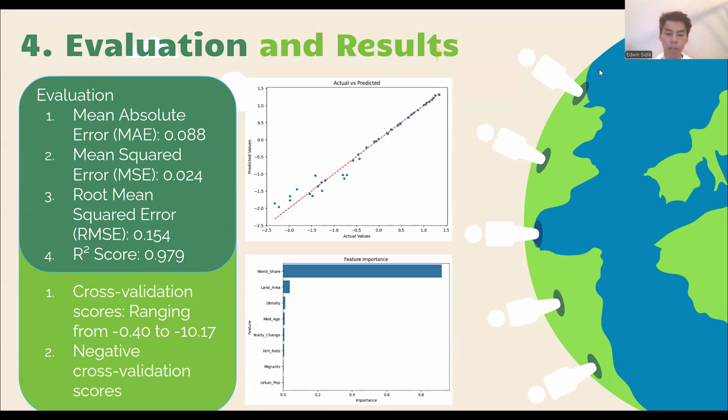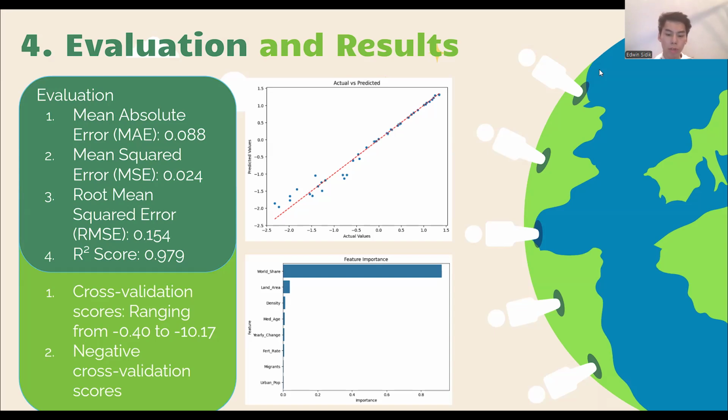The scatter plot of actual versus predicted values shows how most data points align closely with the diagonal red line, indicating that the model captures the relationship between predictors and the target variable effectively with few outliers. The feature importance reveals the world share is by far the most influential variable in determining the target outcome, accounting for the majority of the model's predictive power.